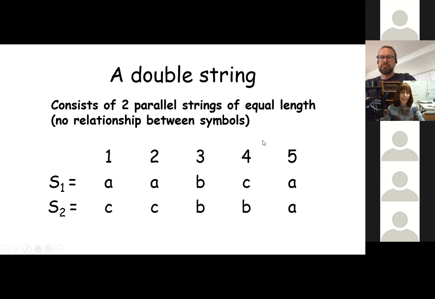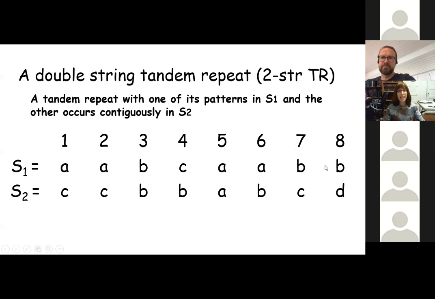But it's not exactly a double helix, because a double helix is a relationship between the symbols. So the 2 strings are, you only need to deal with one string. You don't even need to use both strings. Here we relax that requirement. We have 2 strings of the same length. We index them together, but there's no relationship between the symbols in S1 and in S2. So it's a double string tandem repeat.